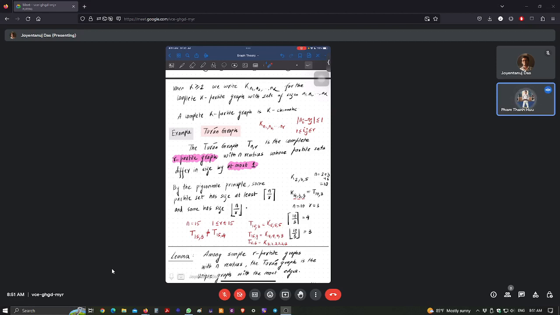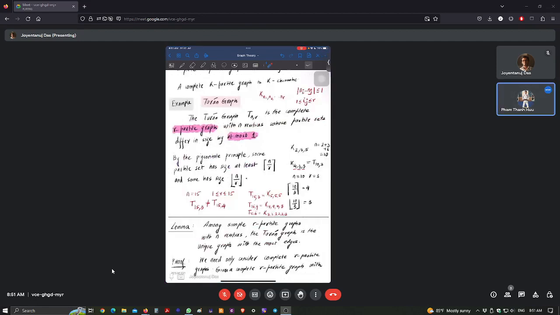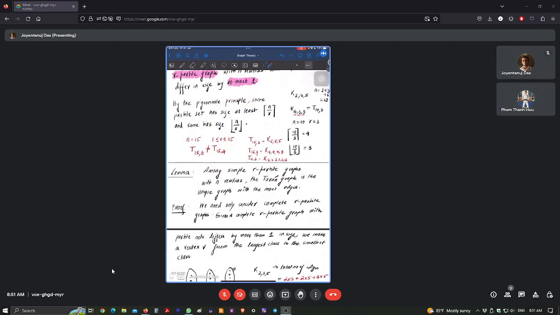Yeah, it's okay. So this is the Turan graph. So the next statement that we are having is, the next lemma is, among the simple R-partite graphs, if I consider all simple R-partite graphs with n vertices, the Turan graph is the unique graph with the most edges. So the Turan graph has the maximum number of edges among all simple R-partite graphs.